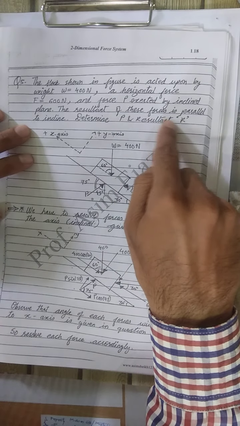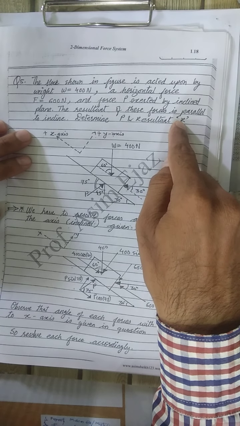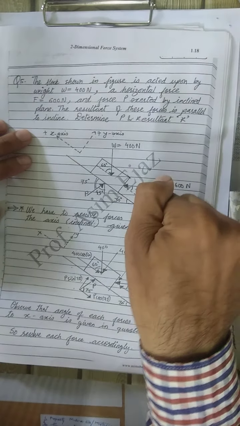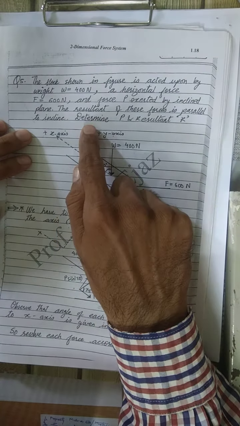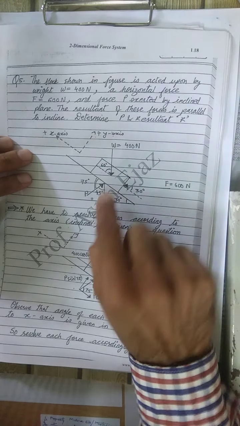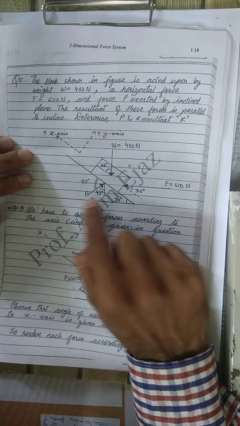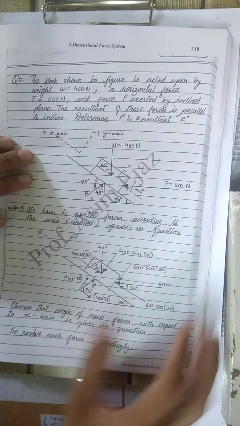The resultant of these forces is parallel to the incline. That means we have to calculate the resultant on this plane, parallel to the incline. Determine the force P and the resultant R. We have to find out this force P and the resultant R. The resultant is nothing but the combination of all these forces.